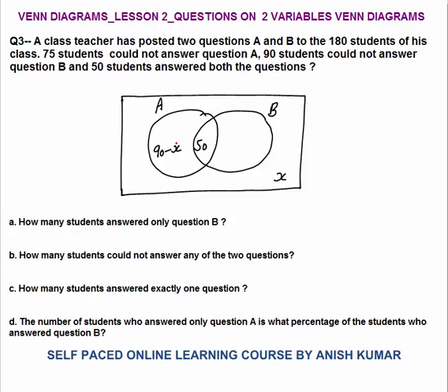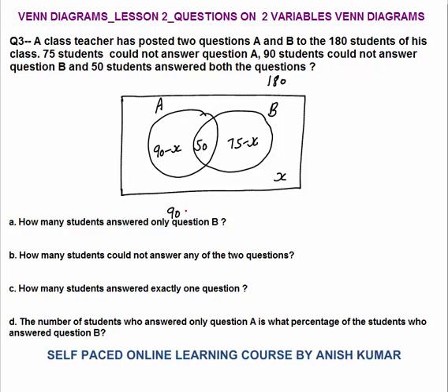In the same way, 75 could not answer question A. It means that there are 75 students who have not answered question A, and they will lie outside the circle of A. So outside the circle of A, the total must be 75. So this is X, and this must be 75 minus X. Now the total students, we know, is equal to 180.